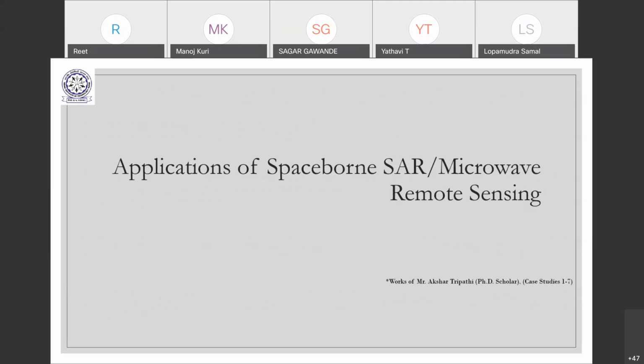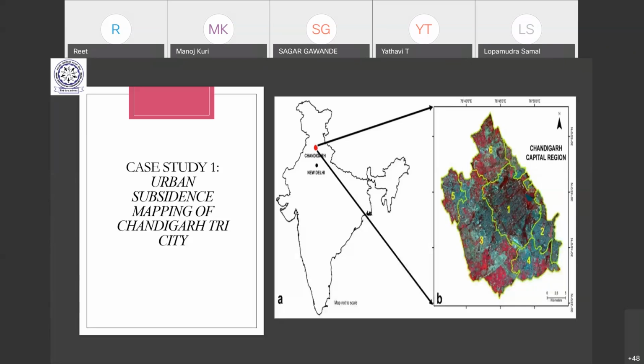So coming to the application part of the SAR microwave remote sensing, let us start with case study 1, that is urban subsidence mapping of the Chandigarh Tri-City area. So this is the Tri-City area of the map.